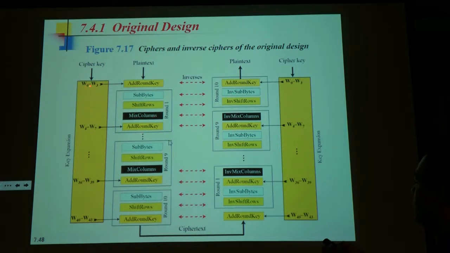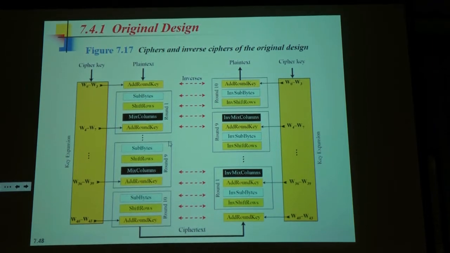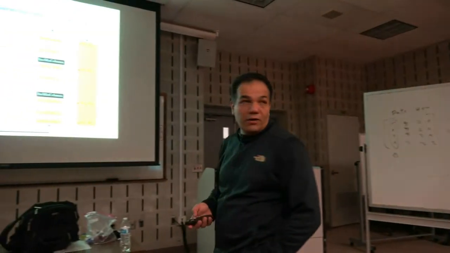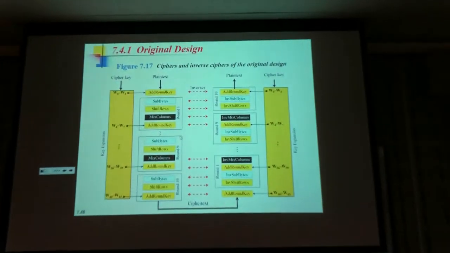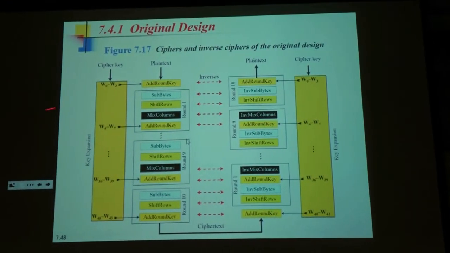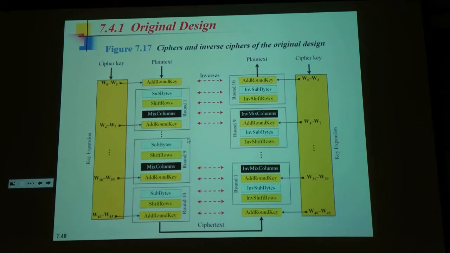So this starts with word 0 to word 3, 4 to 7, and so on until the end. So how many rounds do we have in here? 10 rounds. For 10 rounds, how many keys are we going to need? 44, right? 10 rounds need 40, and the first one needs 4 more. But we are numbering from 0, so it's from W0 to W43. How many words do we need? 44, right?